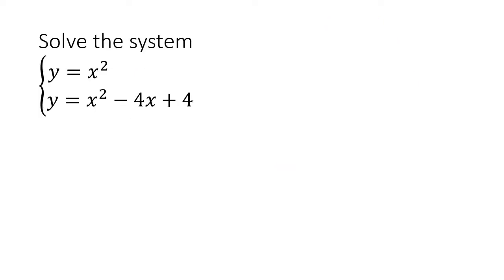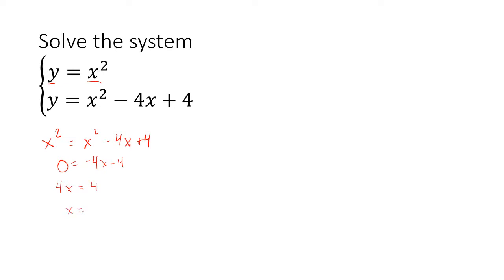Right, so this one here should jump out at you right away what you should do, since everything here is solved for y already. This lends itself quite well to substitution. So what we can say is that if y is equal to x squared, that means x squared is equal to x squared minus 4x plus 4. Then if you subtract x squared from both sides, you get that 0 is equal to negative 4x plus 4. Add 4x to both sides, and you get this.